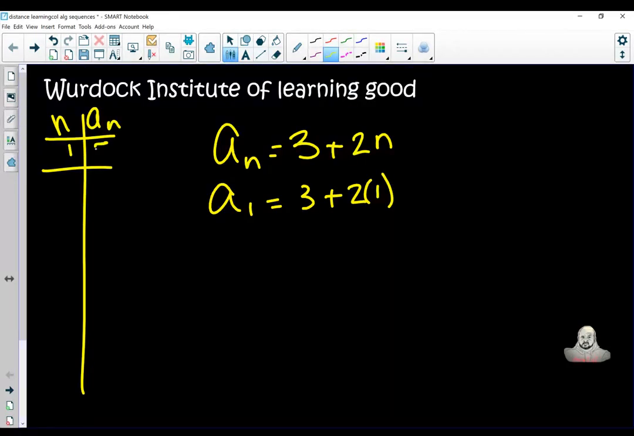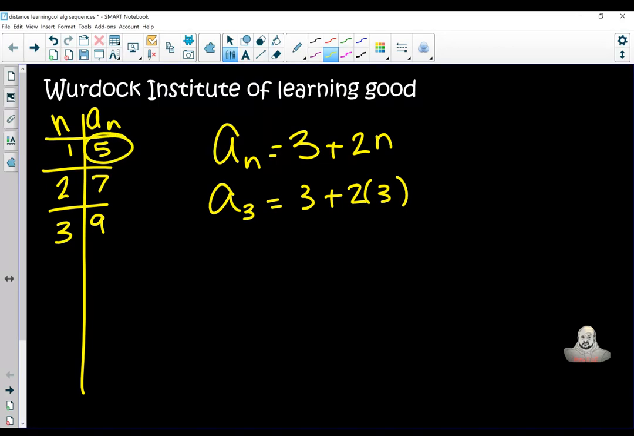To figure out the second term, you're now going to put a 2 in for n. This is 4 plus 3 is 7. To figure out the third term, you jam a 3 in there and you get 9. And you'll notice that you have an initial value. You're starting with 5 and you're constantly adding by 2. That's an example of an arithmetic.